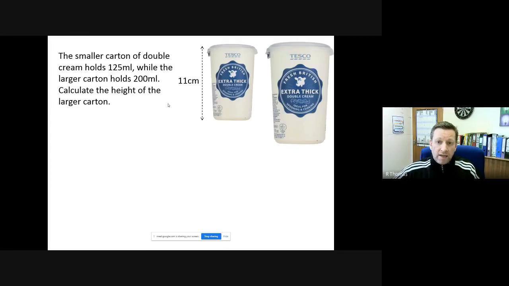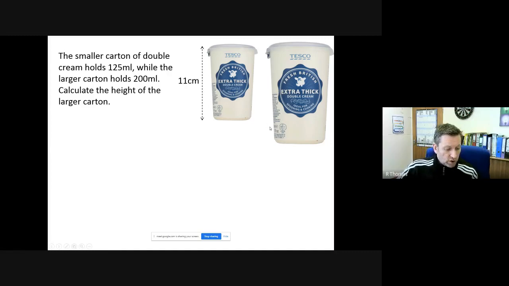Let's look at a slightly trickier one. So this time, I give you the two volumes, right? The smaller carton holds 125 mil. The larger carton holds 200 mil. The question is, what's the height of the larger carton? So this time you're going to divide the two volumes, big divided by small. That will give you the volume scale factor. You then need to cube root it to get the linear scale factor, and then you can multiply that by the 11 to get this height here, right?